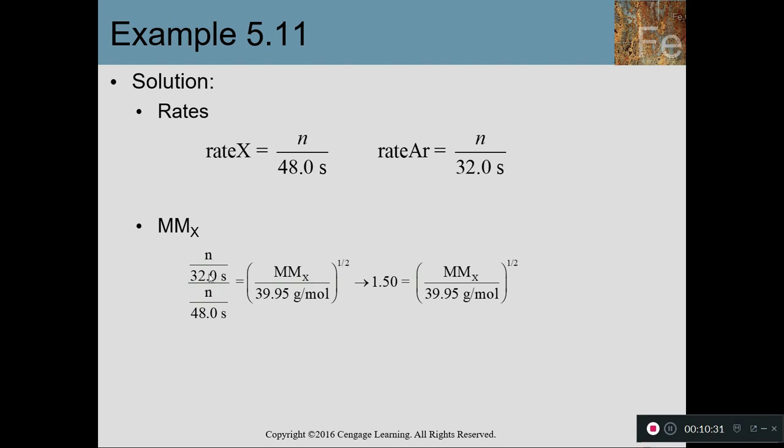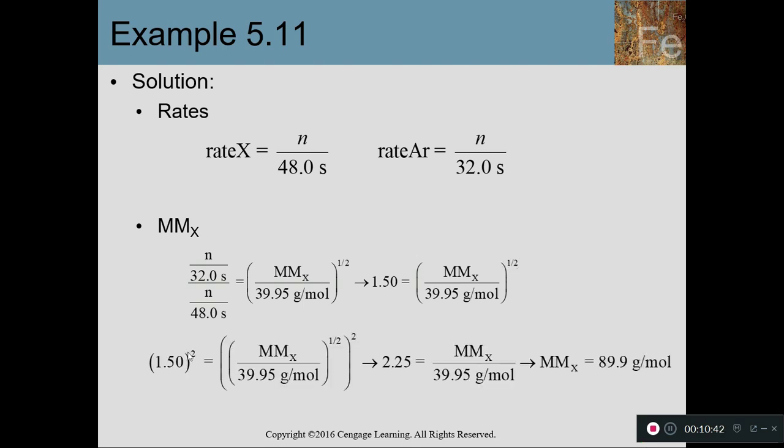Since the N's cancel, we get 48 divided by 32, that's 1.5 in that equation. Then in order to get rid of the square root, we're going to square both sides. So 1.5 squared is equal to all of that squared. So 2.25 is 1.5 squared, equal to molar mass of X over 39. And then in order to get molar mass of X by itself, we're going to multiply these two numbers together. And we get that the molar mass of our X gas is 89.9 grams per mole. Like we said, it should be larger. Argon is 40. The new gas is almost 90.